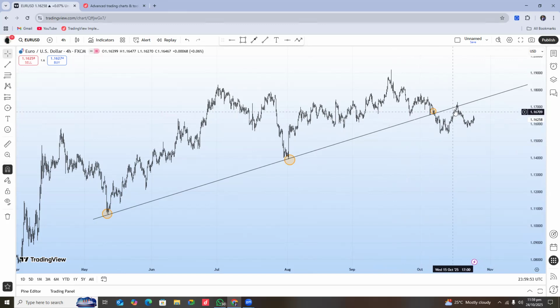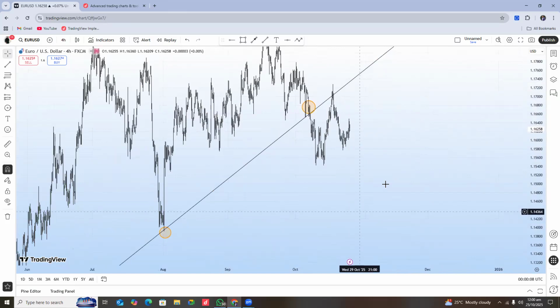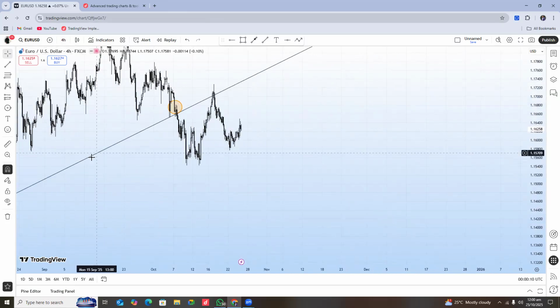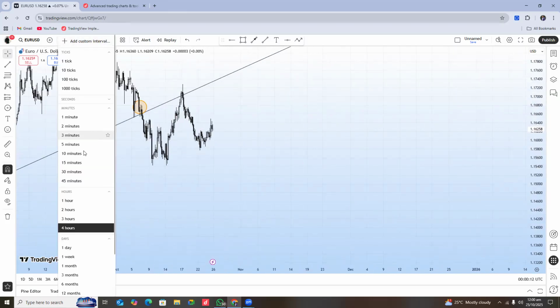So if you were following this and you knew how to apply the trend line effectively, then you know that okay, over here the trend line was broken. Price went to retest it. So obviously your ideal move is to sell. So you take your sell from here. Now this is 4 hours. So yes, if you break it down, you will get a lot of entries on the lower time frame.